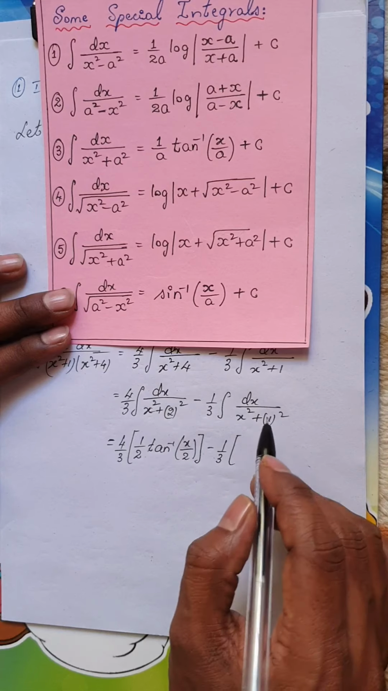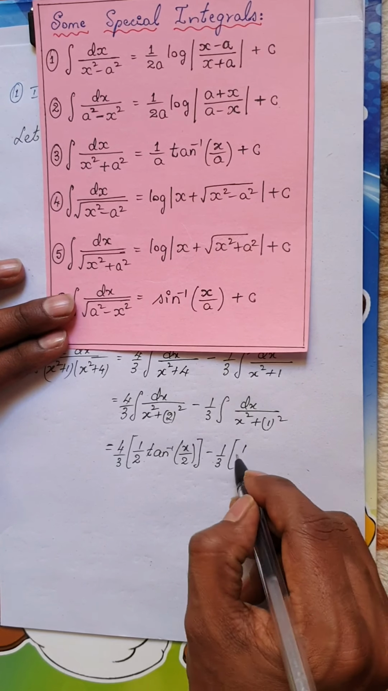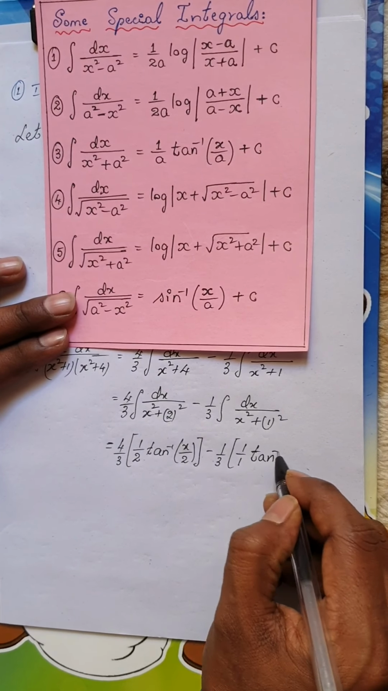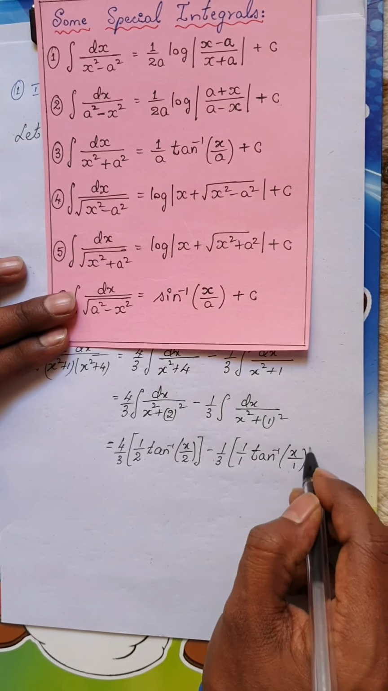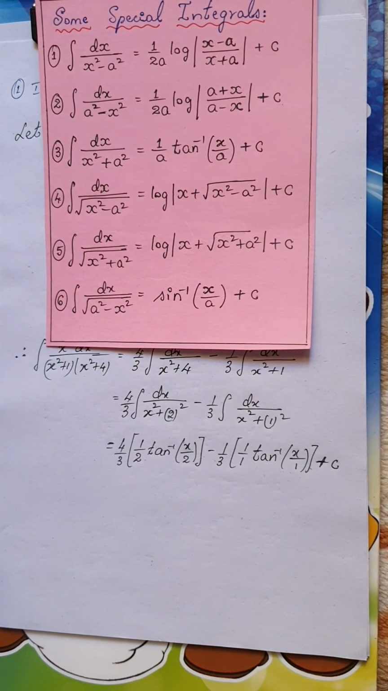Now, what is the integral of 1 divided by x square plus 1? This is a standard integral. It is just like, 1 by a is nothing but 1. So, it is 1 by 1 into tan inverse x by 1. Now, I am going to take plus c, which is the constant of integration.